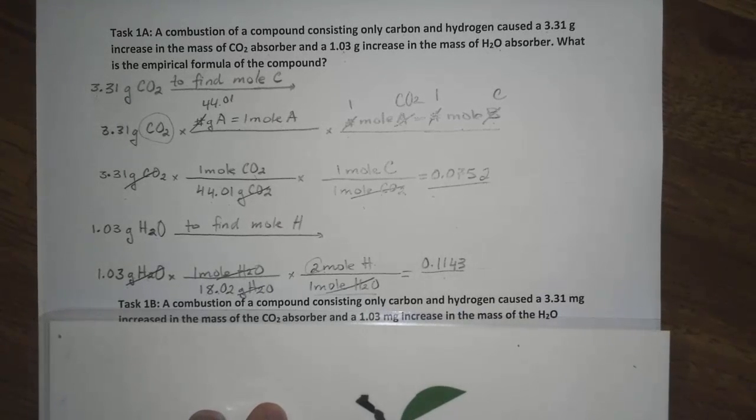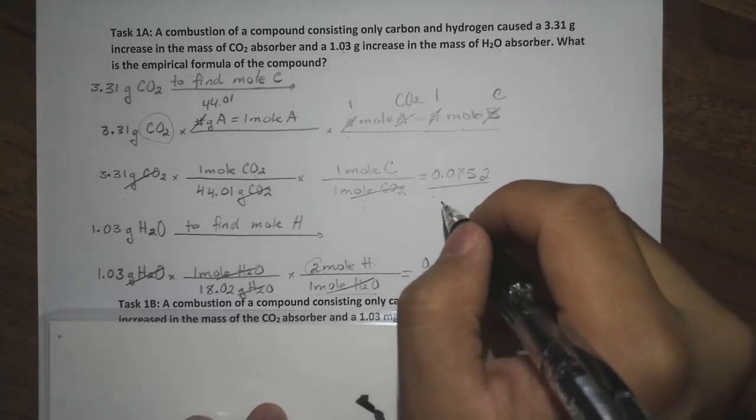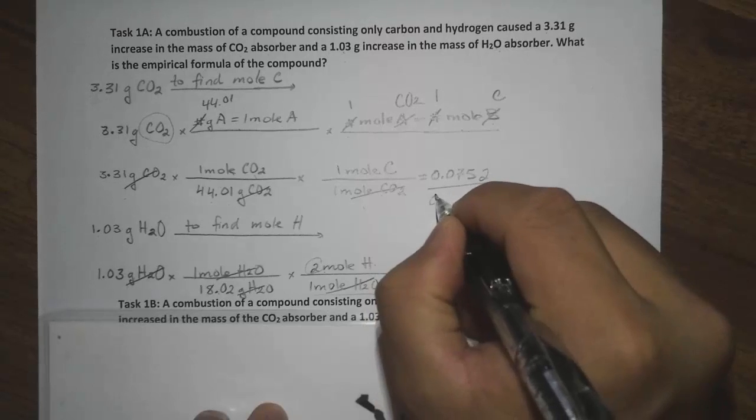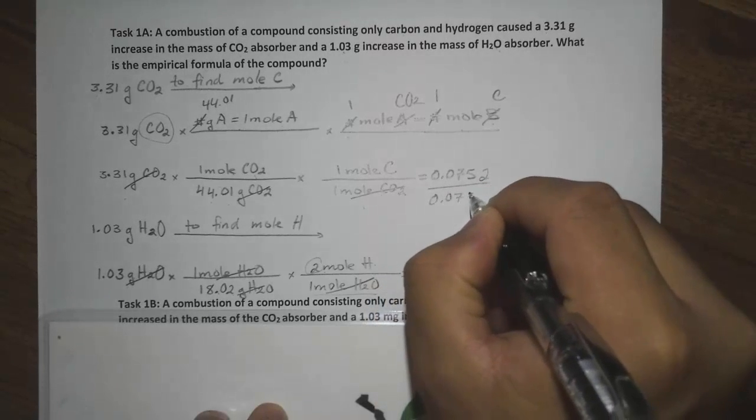Just like solving for an empirical formula, what we have to do is divide by the lowest number of moles. In this case, this is the lowest number of moles, 0.0752.